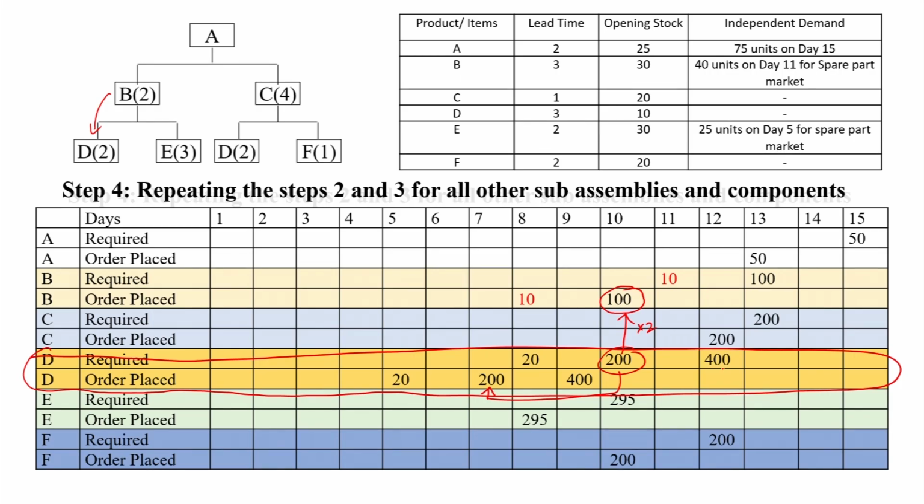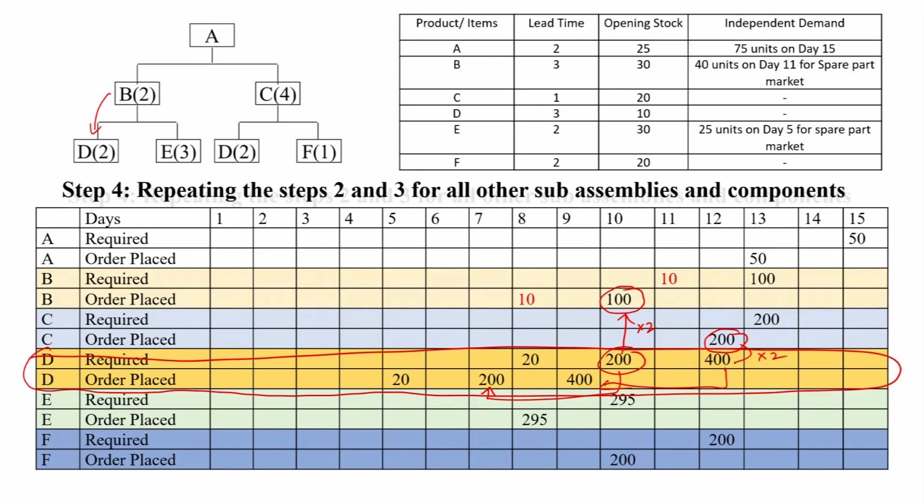I will explain again. Now, let us see the another requirement of D. Another requirement of D is because of C. Now, for C, 200 units of C need to start manufacturing on day 12, and each C requires again 2 units of this. So, 400 units are required, and 3 days is the lead time. So, I must place the order of 400 units on day 9. So, this is how the requirement of D is worked out.